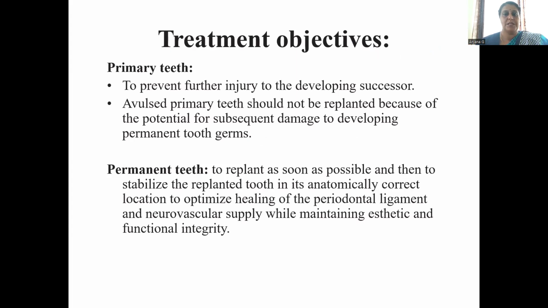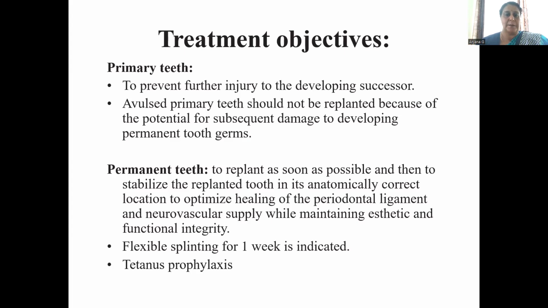Permanent teeth, you have to replant as soon as possible and then stabilize the replanted tooth in its anatomically correct position to optimize healing of the periodontal ligament and neurovascular supply while maintaining aesthetic and functional integrity. Flexible splinting is suggested because otherwise the possibility of ankylosis is very high. So a flexible splinting for 1 week is indicated.